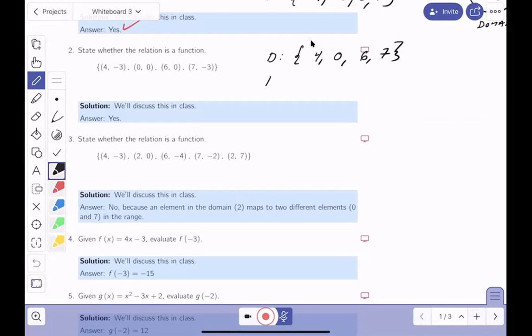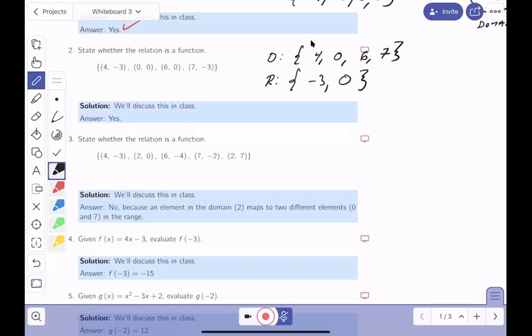What's the range? It's a set of numbers. -3. This is the Y value, the second number. 0. Well, someone says, oh, 0 is down twice, put it down twice. No, it's 0. It's there. And what else? -3. There's only 2 numbers.